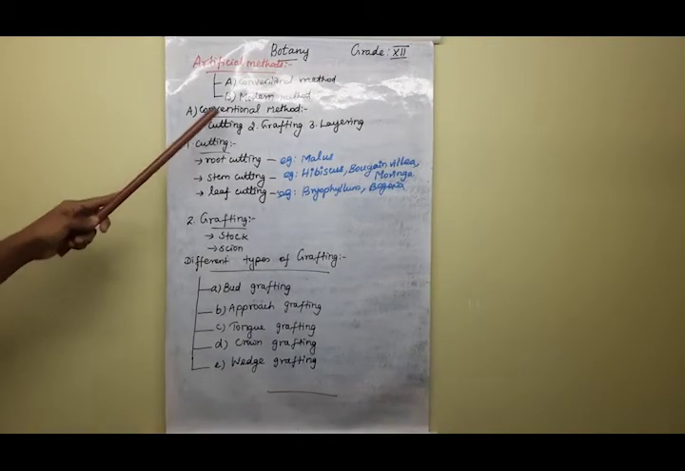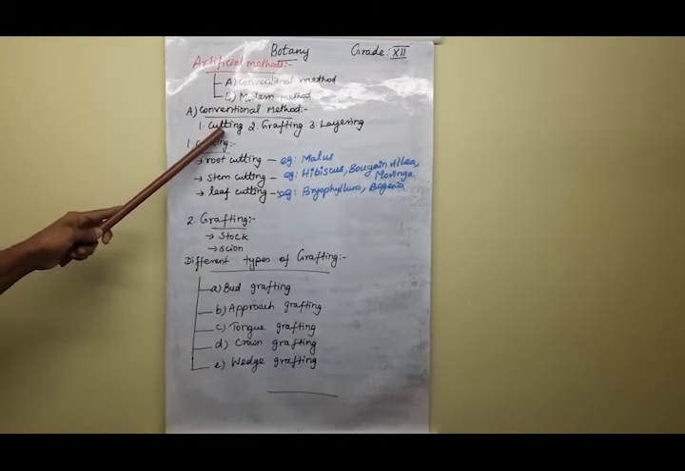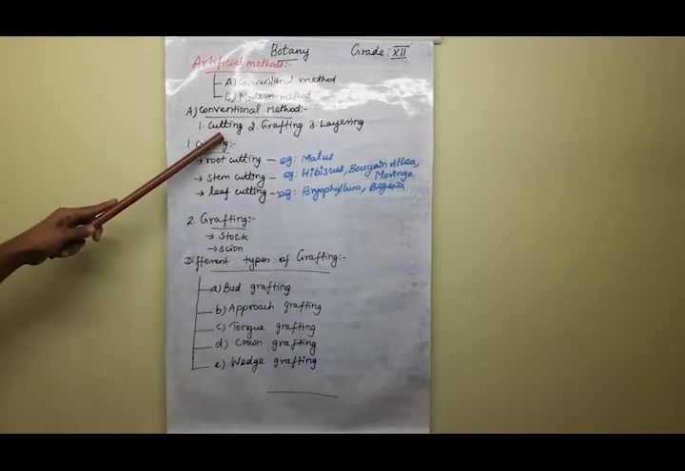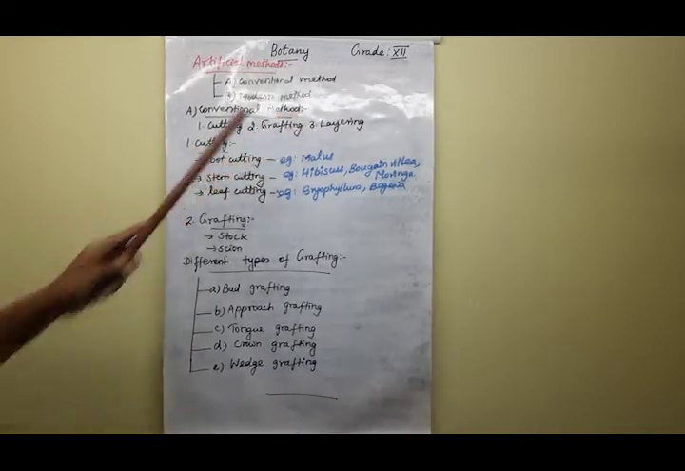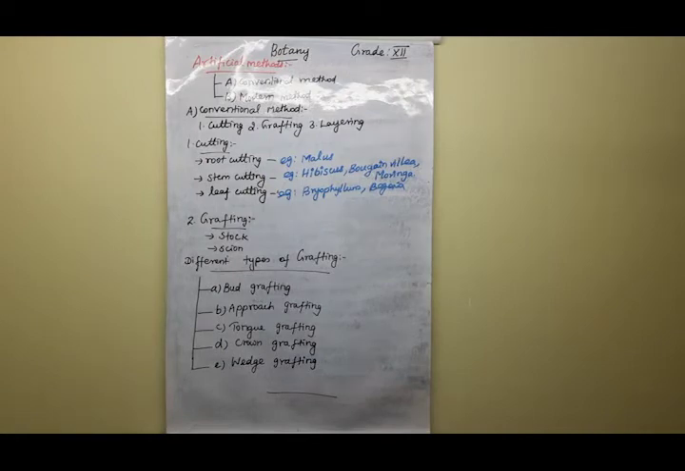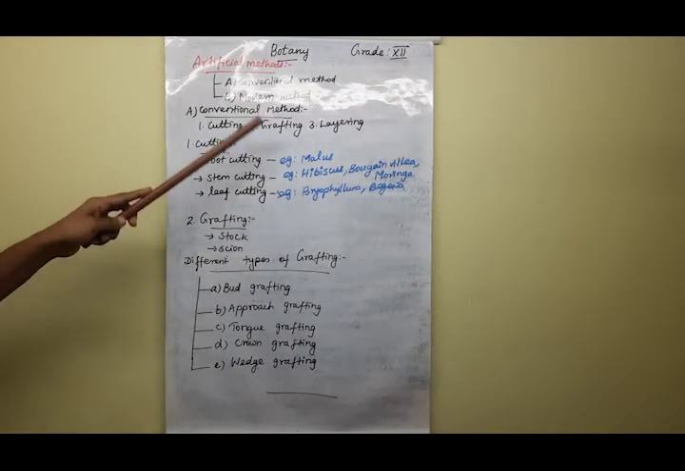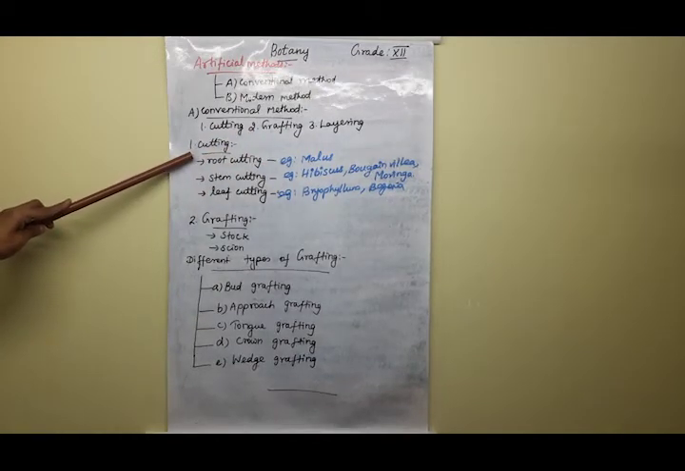Understood, children? The conventional methods mainly come in three types: cutting, grafting and layering. Clear? These are the three methods. The first method is cutting.